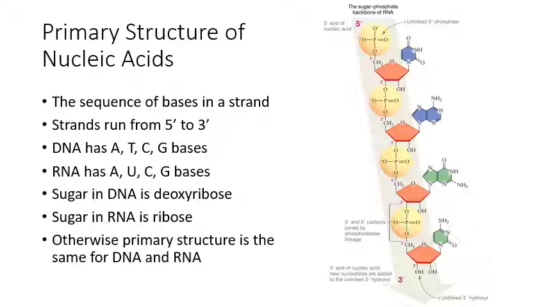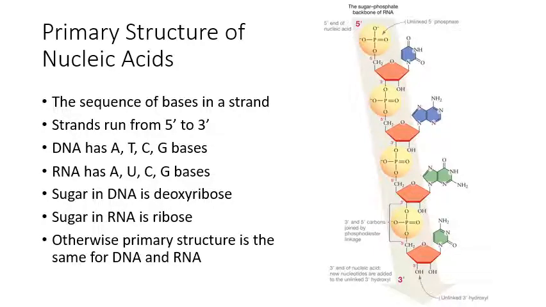If this is a primary structure for a DNA, then you're going to have A, T, C, and G nitrogenous bases. If it's for RNA, you're going to have A, U, C, and G nitrogenous bases. So the sequence of those bases, the A, T, C, and G, would be the primary structure for your DNA. The sequence of A's, U's, C's, and G's is the primary structure for RNA.